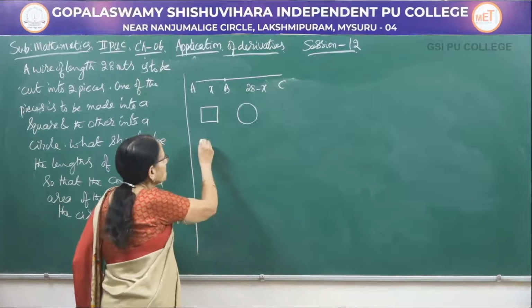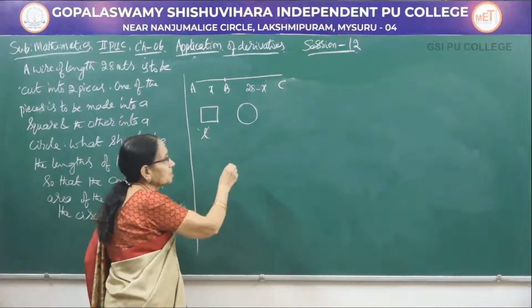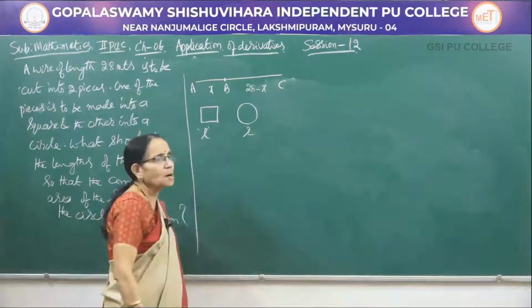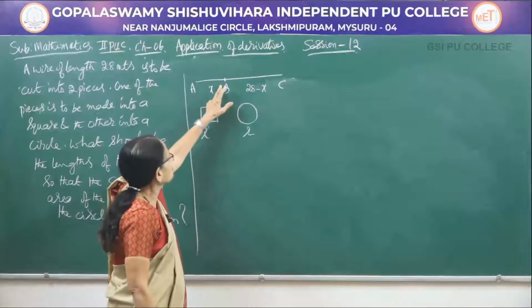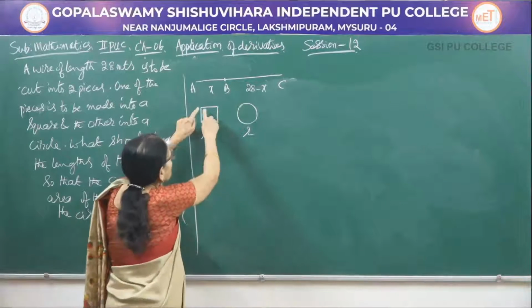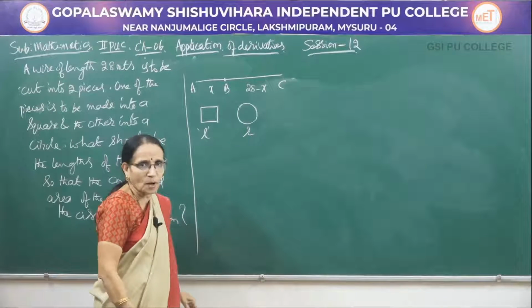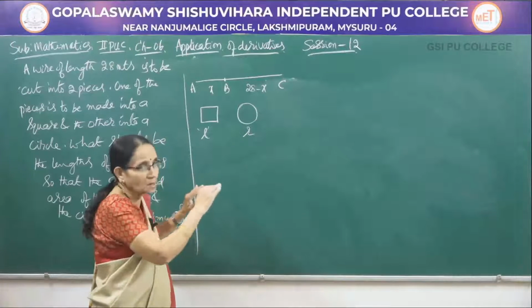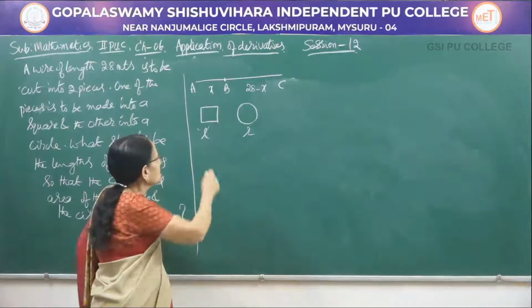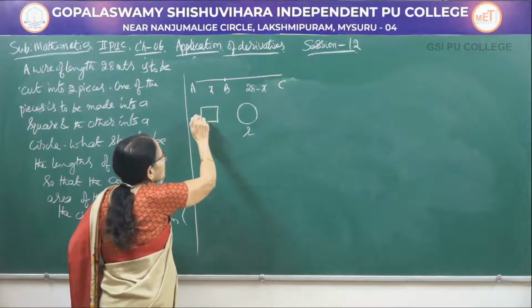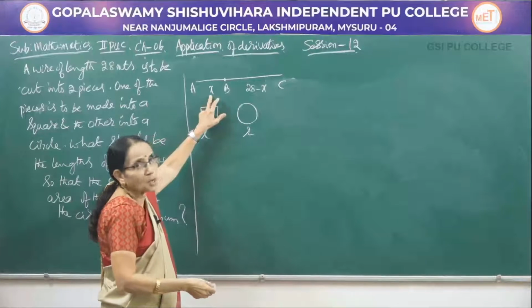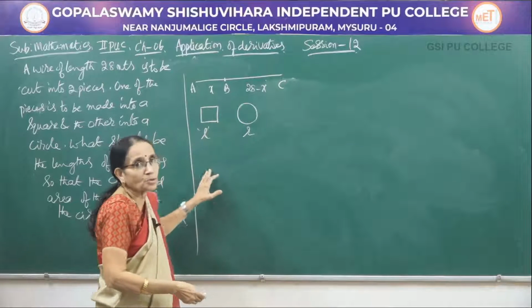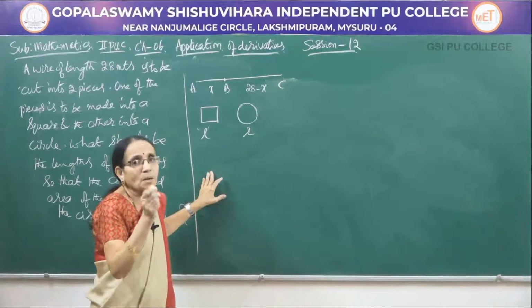Now let me take L to be the side of the square and R to be the radius of the circle. Now see, this is straight. When you bend it, it has taken the form of a square here. Whether it is bent or straight, the length is the same. That is, when you take the sum of all the four sides of the square, that would be equal to x. But what is the sum of the four sides? It is nothing but the perimeter.